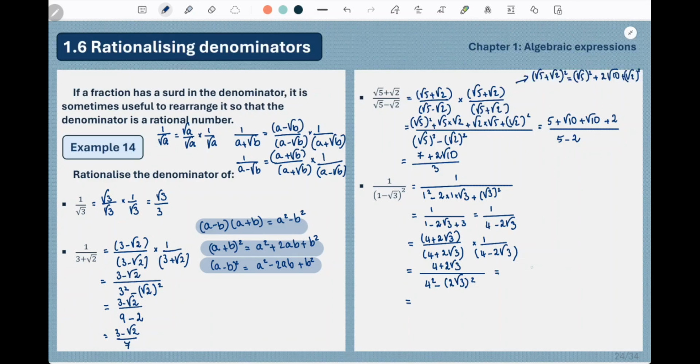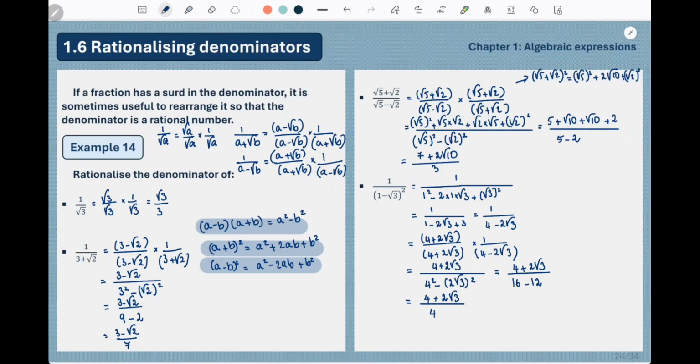Let's simplify over here, just in case we run out of space later on. 4 to the power of 2 is 16. And this is 2 squared, so it's 4 times 3, so minus 12. Am I right? I think so. So moving on, 16 minus 12 is 4 on the denominator. And the numerator is 4 plus 2 square root of 3.